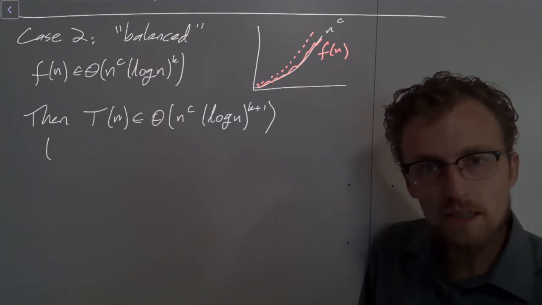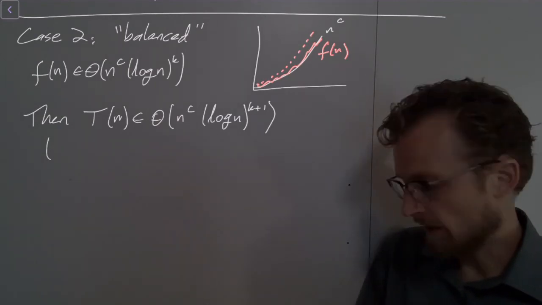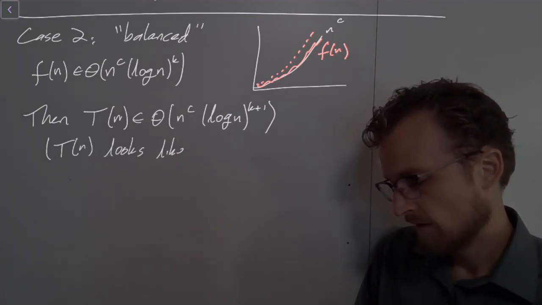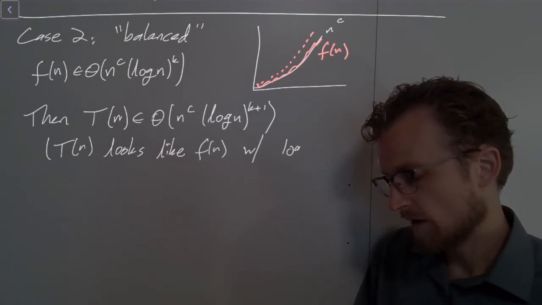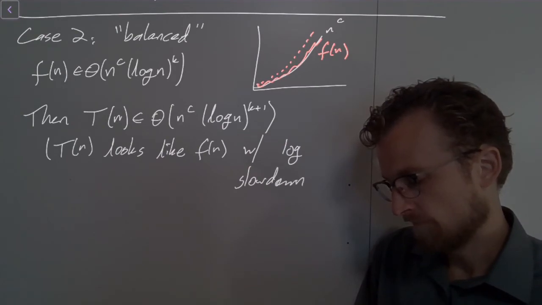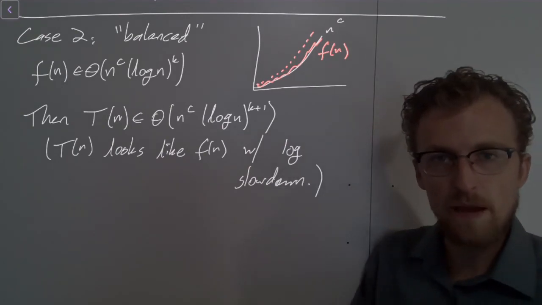And so the interpretation here is that if we're in the balanced case, then t of n looks just like f of n with a log slowdown. Okay, so that's the balanced case.